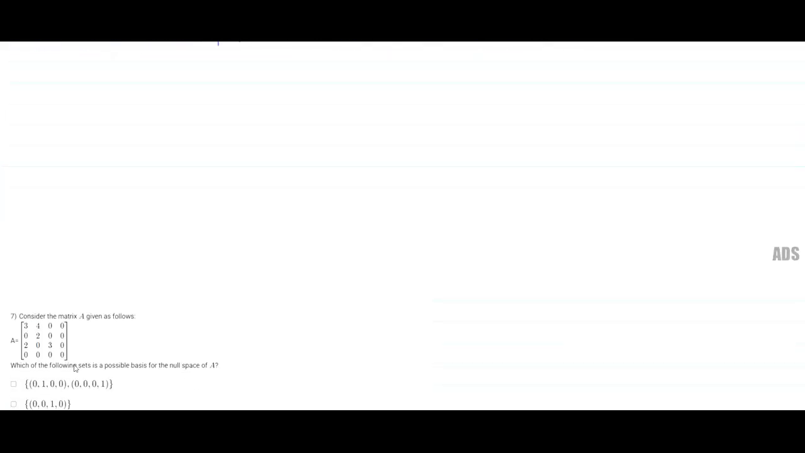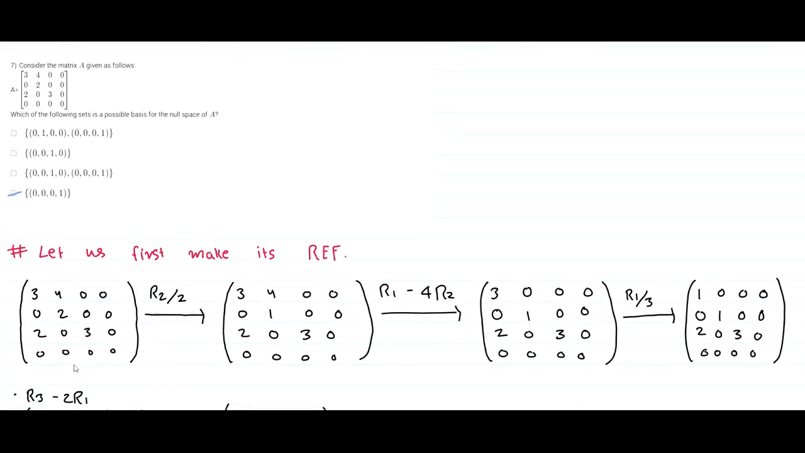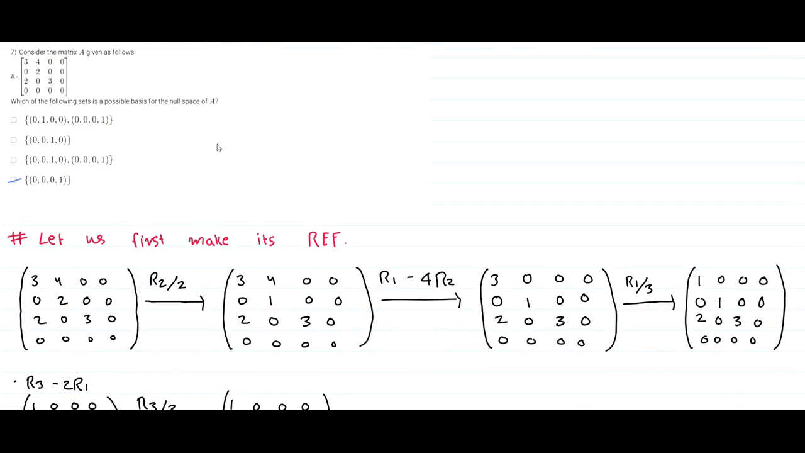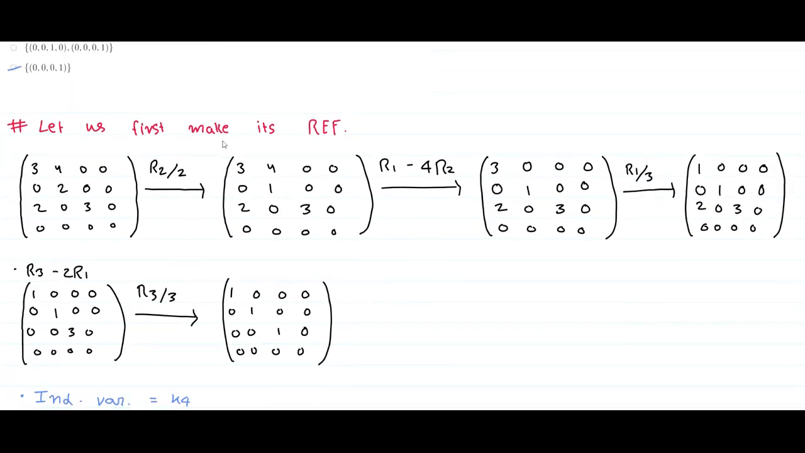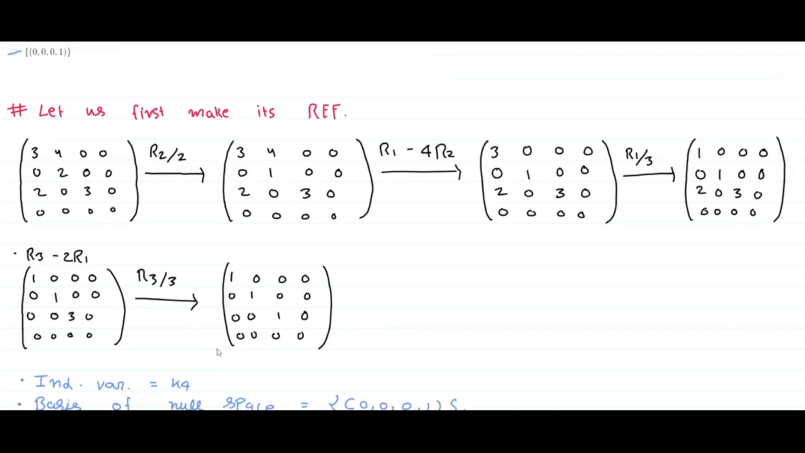Now, let us see question number 7. Question number 7 basically says that, consider a 4 cross 4 matrix that is given below. From the given options, select the options which correctly represent the basis of the null space of this matrix. We know that to form a basis of any space, first we need to find the REF of the matrix. So, if we make the REF of this matrix, it would look something like this. Now we know that the null space is spanned by the independent variables. And here there is only one independent variable, which is variable 4.